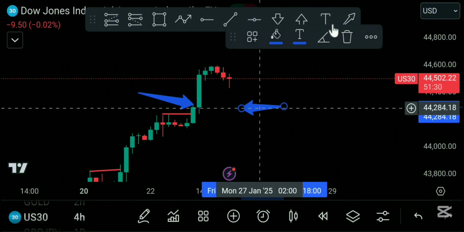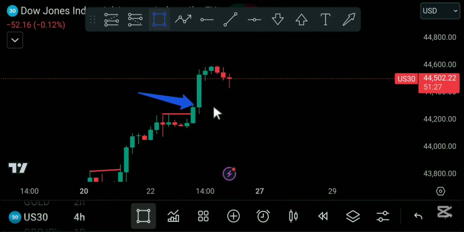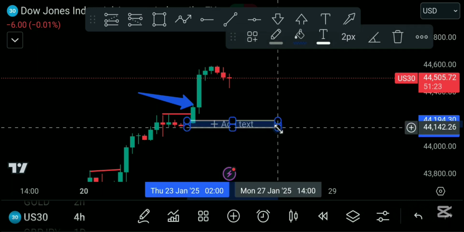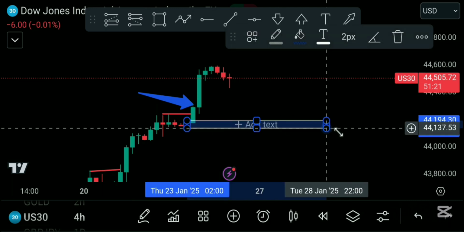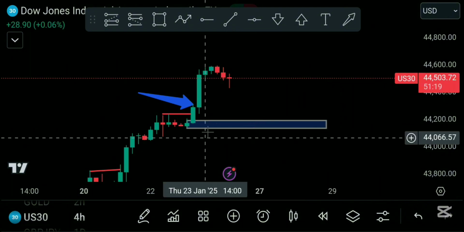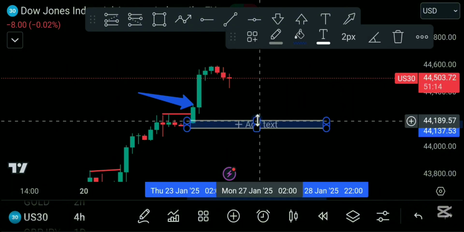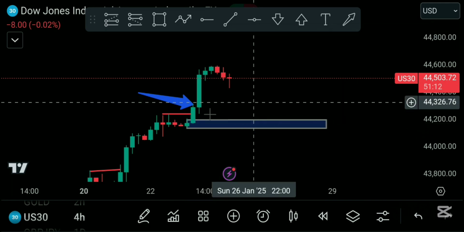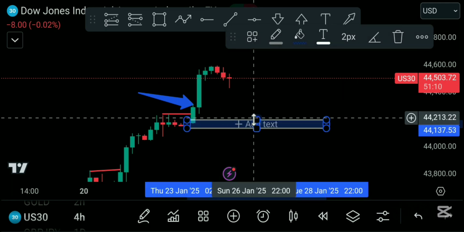So on my 4 hour time frame, I'll mark out my demand zone. I said this is my demand zone here. Now for me, for my demand zone, what I take is the last candlestick before the huge movement, right? The last candlestick before the huge movement. So this is my demand zone.